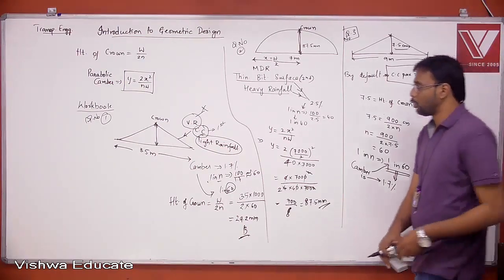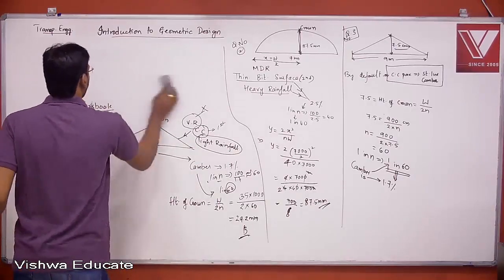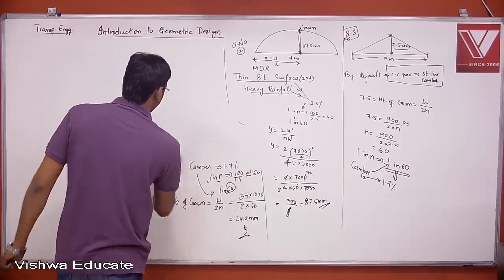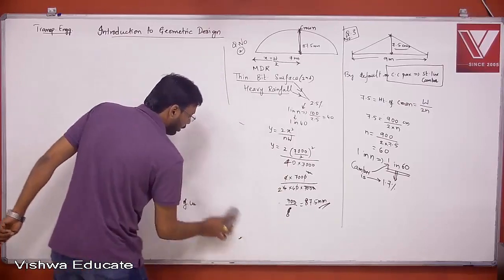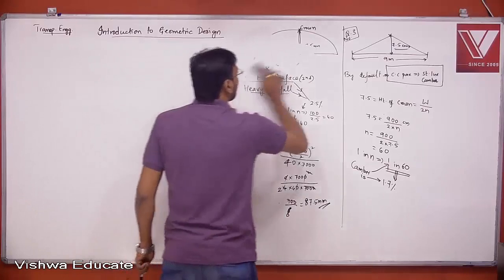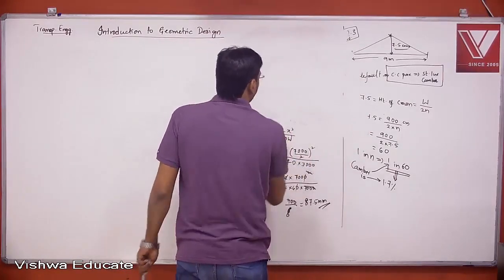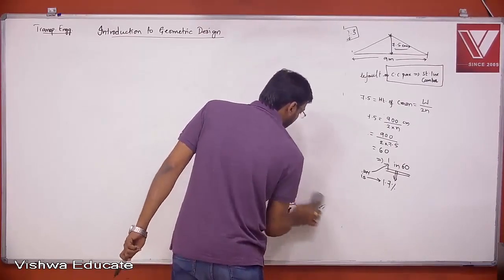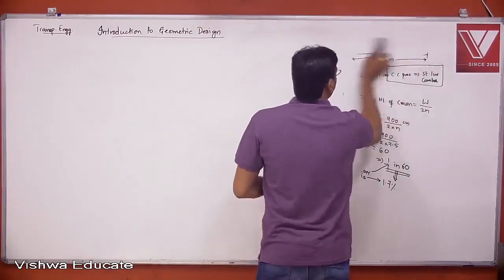I hope you are done with this. So that's about the camber and the problems related to camber. Now we'll be seeing the simple geometrical standards and specifications that are to be maintained for our roads. You can say that as standards, because based on those things only the design will be there.